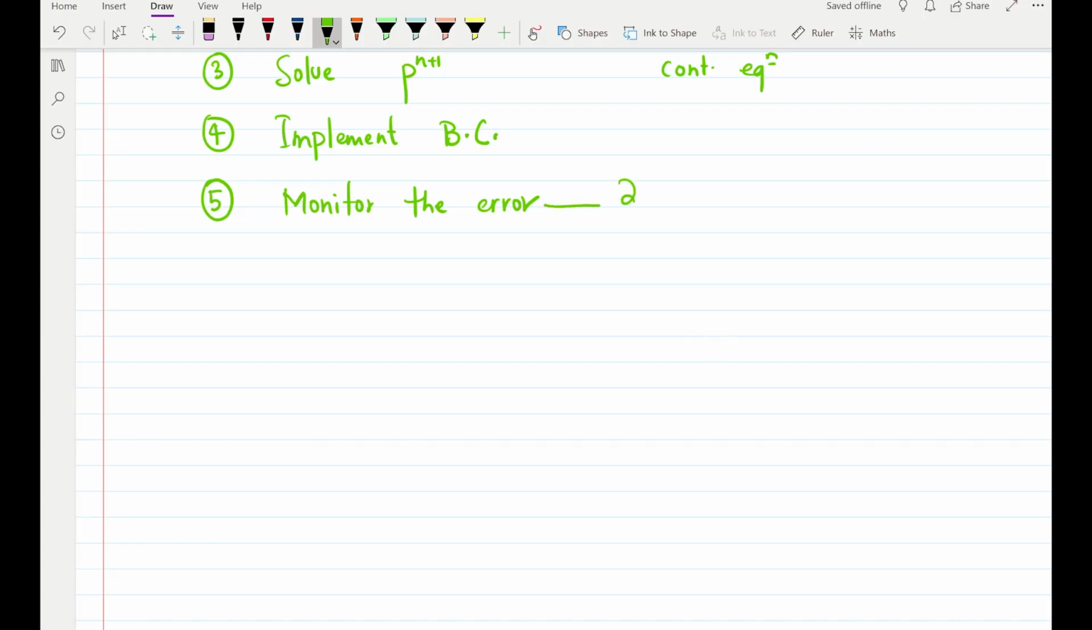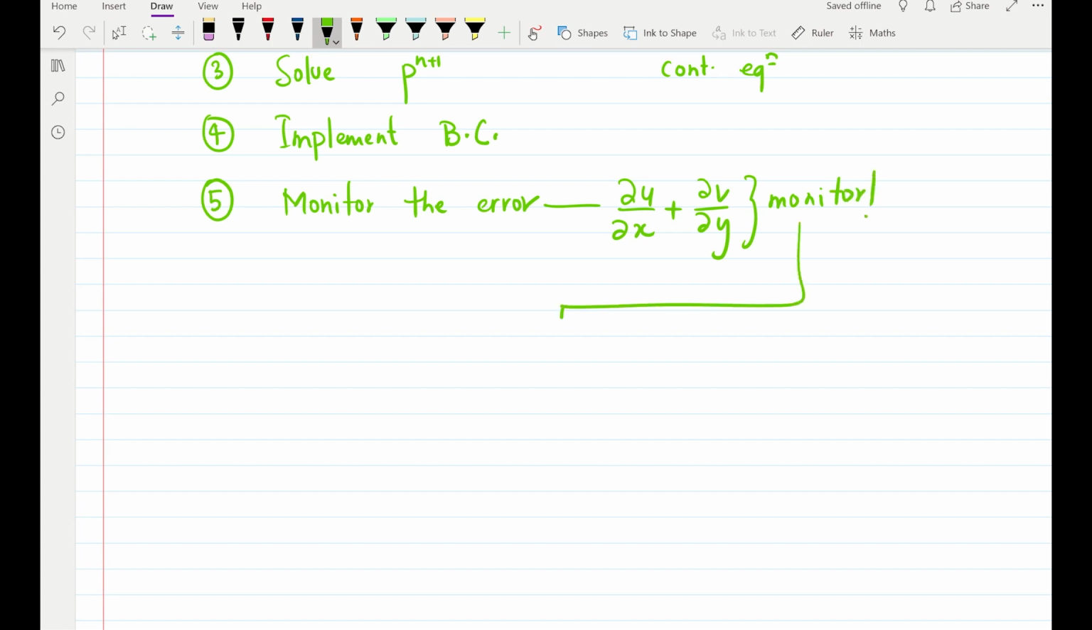Usually in fluid flow problems, you can use the continuity equation to monitor the error, because we know that when the u and v velocity fields are correct, they should satisfy the continuity equation, and that means the continuity residual, which is del u over del x plus del v over del y, when it's really close to zero, means that we have got a divergence-free velocity field. So we can use the continuity residual to monitor the error.